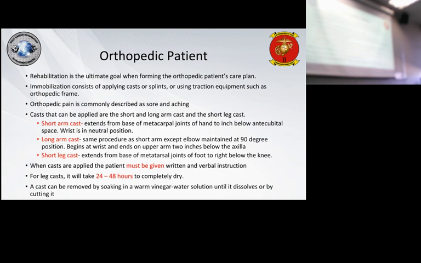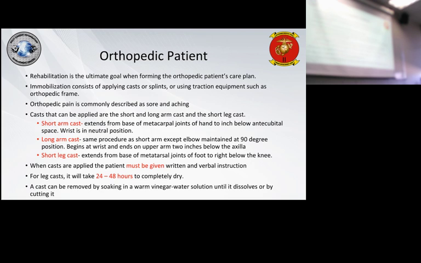Orthopedic patient. Rehabilitation is the ultimate goal when forming an orthopedic patient care plan. So you're dealing with casts and things like that. Immobilization consists of applying casts or splints and the use of traction. Orthopedic pain is commonly described as sore and aching. Casts can be applied short or long: short arm cast, long arm cast, and short leg cast. And that goes into details on all those.